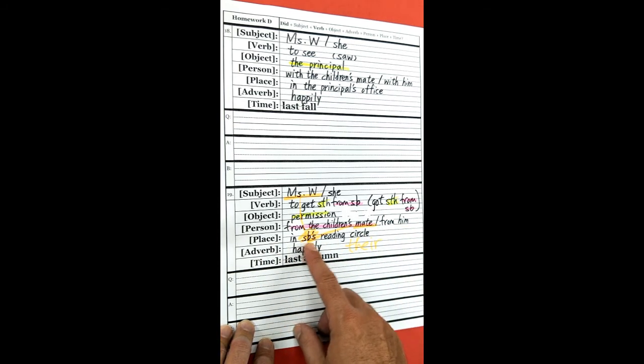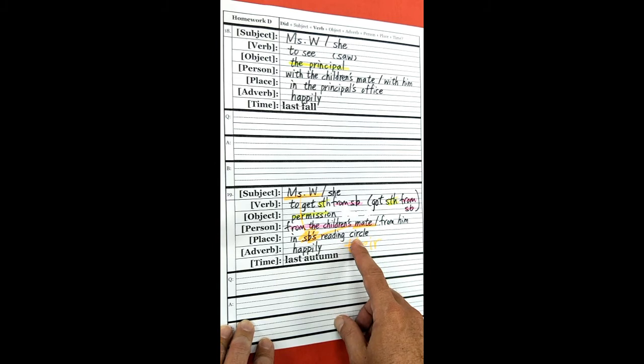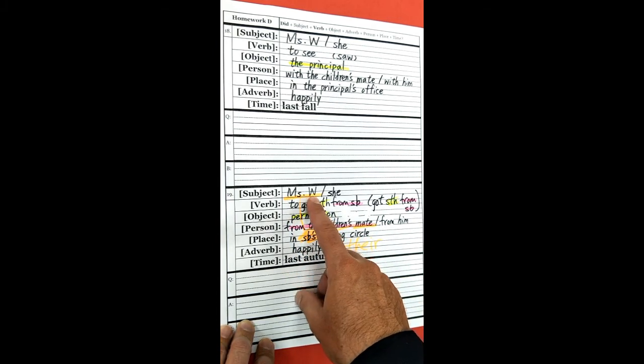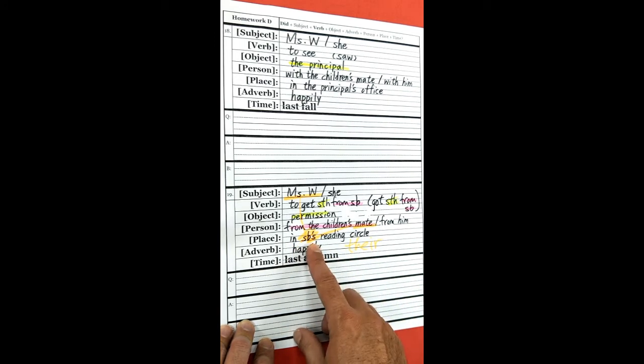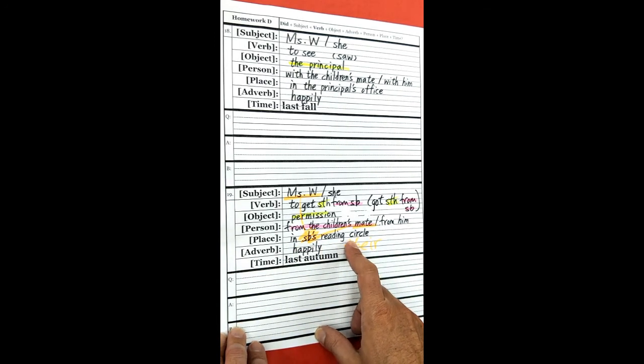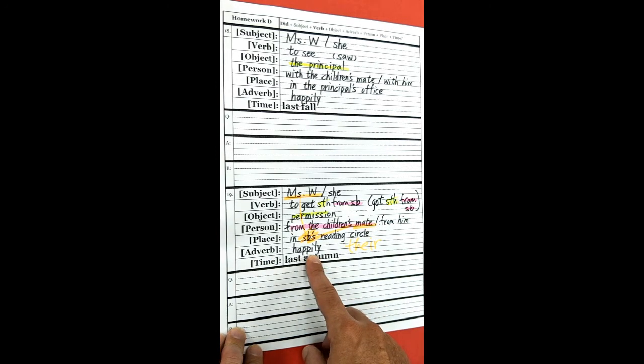Place, in somebody's reading circle. Again, whose reading circle? Ms. W's reading circle. Mate's reading circle. Two people, they, possessive, their. So in their reading circle. Adverb, happily. Time, last autumn.